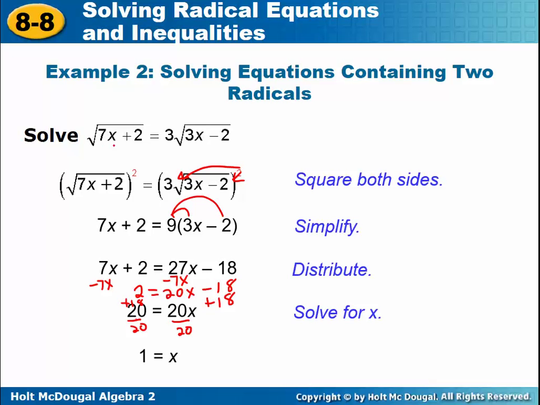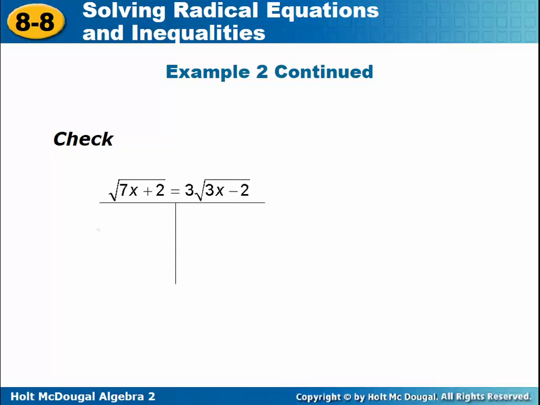To check this one, I'm just going to put it right back in here. So that would be times 1, and this would be times 1. So I'd have 7 times 1 is 7, plus 2 is 9. So I have the square root of 9, which is 3. And on the other side, I'd have 3 times the square root of 3 minus 2. 3 minus 2 is 1. So 3 equals 3 times square root of 1. Square root of 1 is 1, so 3 equals 3. Or you can, here it is written out bit by bit.